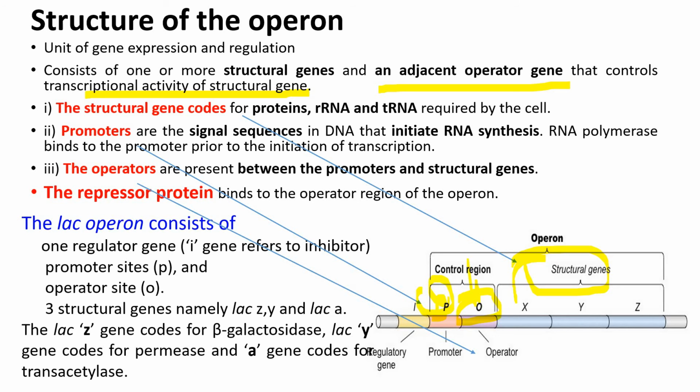Lac Z gene codes for beta galactosidase. Lac Y gene codes for permease, and the A gene codes for transacetylase. This is a very, very important question, students. You have to remember what the enzymes are. The structural genes produce the enzymes. So these 3 enzymes are important for the digestion of lactose.